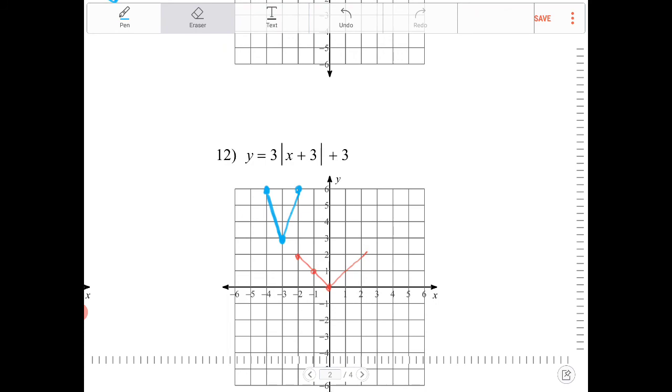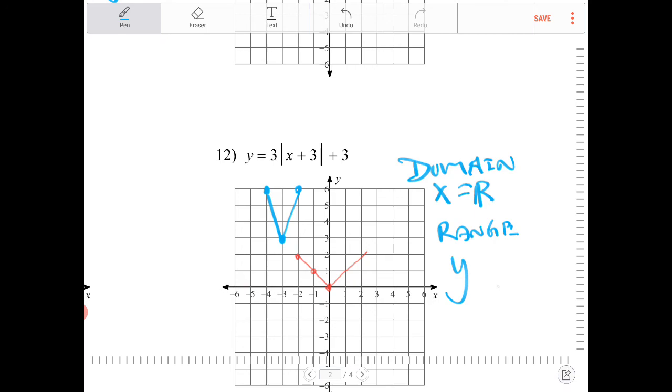And lastly over here, the domain, one more time, is x is all real numbers. And range, here I have a min, so y is greater than or equal to 3, because that is the minimum y coordinate.